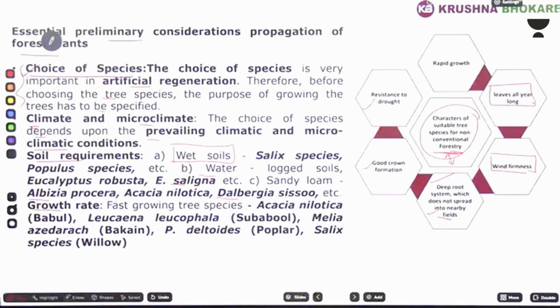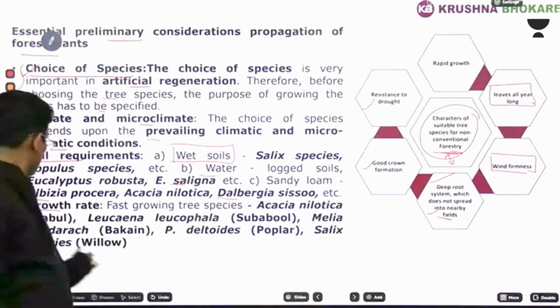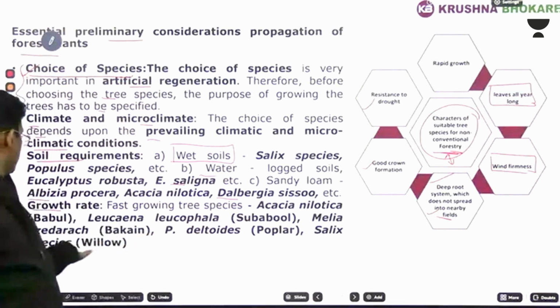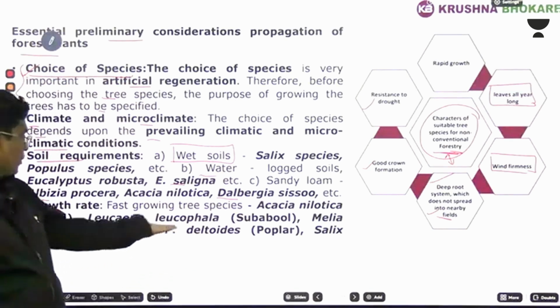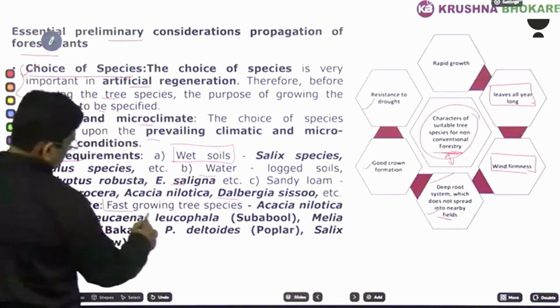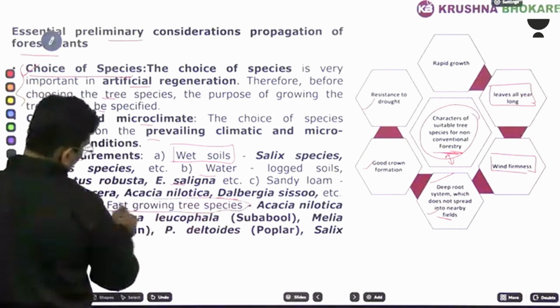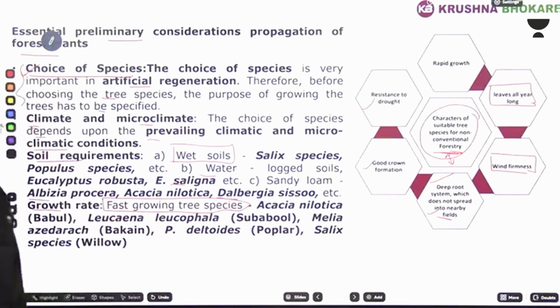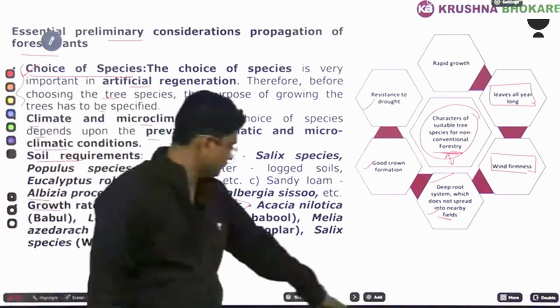Growth rate. Fast growing tree species like Acacia nilotica, है ना, then Leucaena leucocephala, Subabul, then Melia, है ना, then ये आपका Populus है, Salix है. It means that if you want to grow trees for early harvesting or fuel purpose, you cannot wait for 10 years, you just want fuel within 6-7 months, 1 year. So in such a condition you will select the trees which have fast growth.